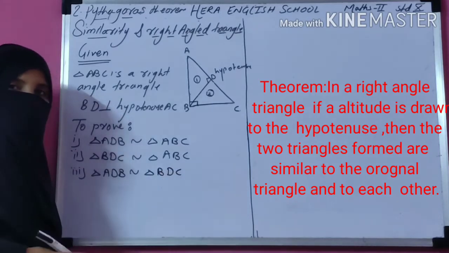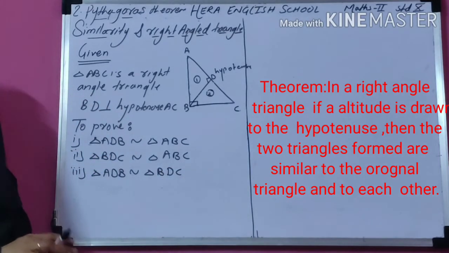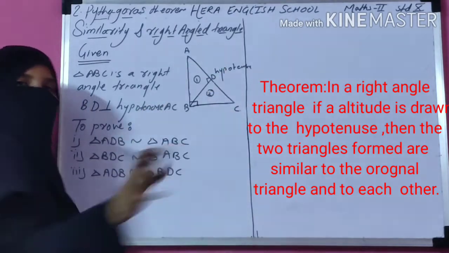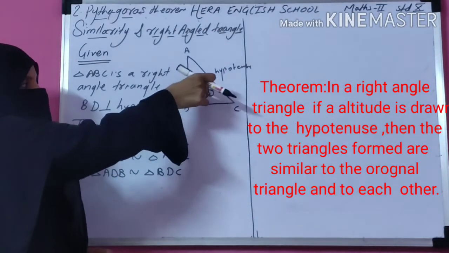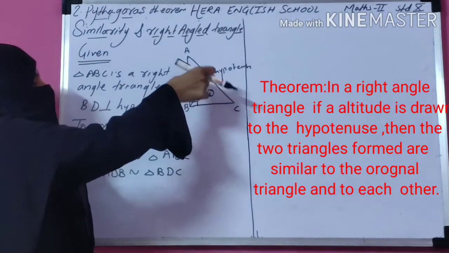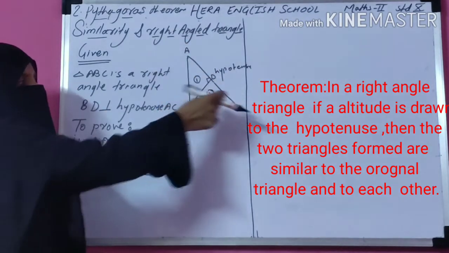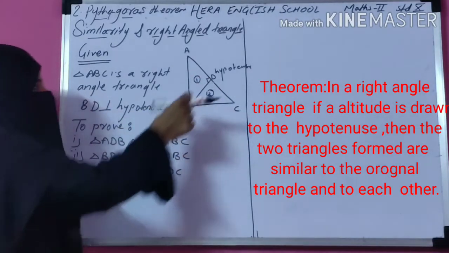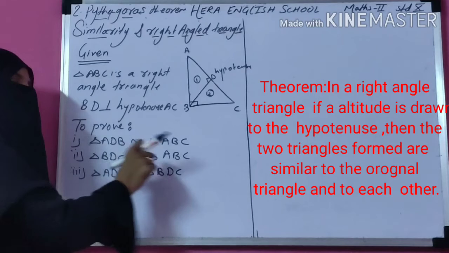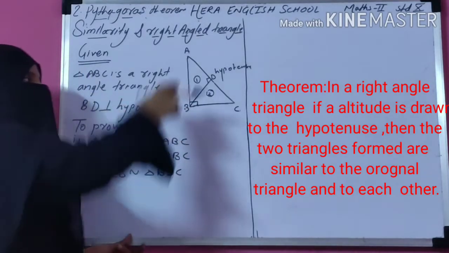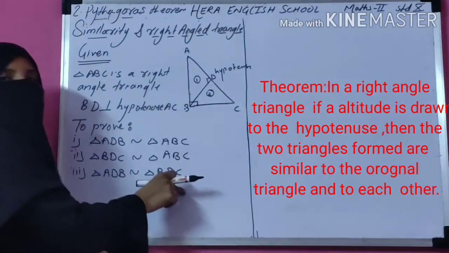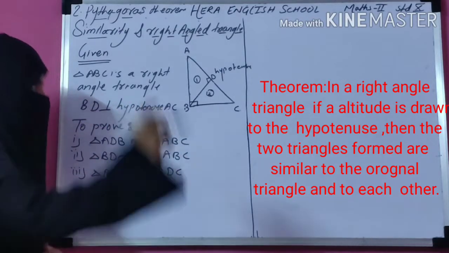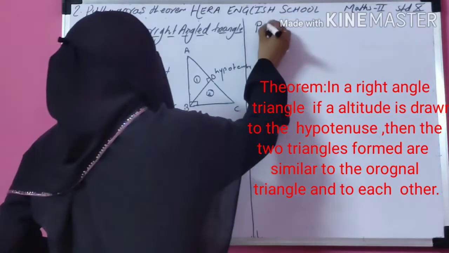Got it? As per the statement, the given is one right angle triangle with one altitude on the hypotenuse. Due to this altitude, two triangles are formed, and these two triangles are similar to the original triangle. The first triangle is similar to the original triangle, the second triangle is also similar to the original triangle, and these two triangles are similar to each other also. This part you have to prove. Okay, now let's start the proof.